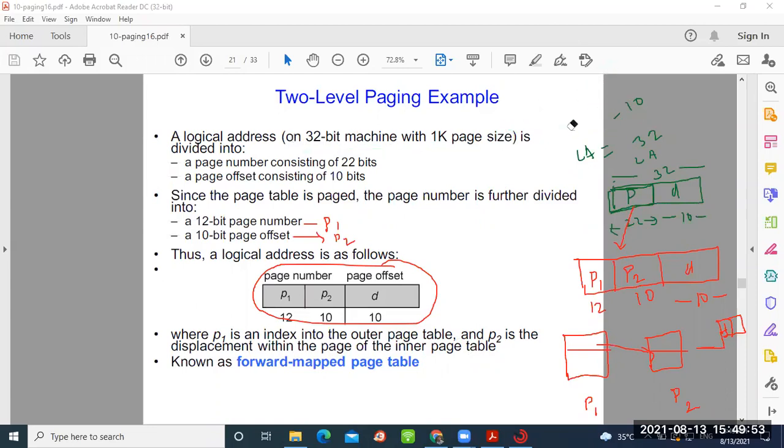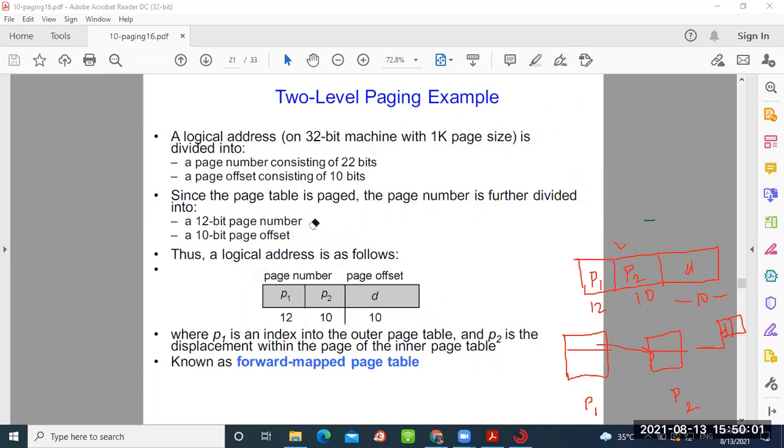The rest of the thing is implemented the same way as in a single page table. The same technique can be used for two level paging also. But here you have to take care: first you divide, the number of bits used for P1, this P1 will refer to the first page table, and the number of bits used for P2 will refer to the second page table.